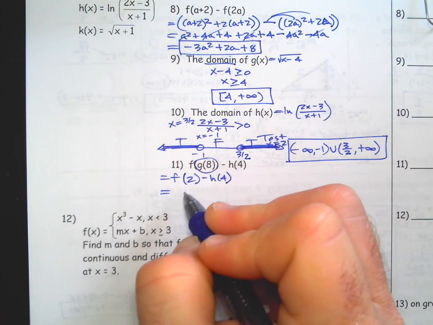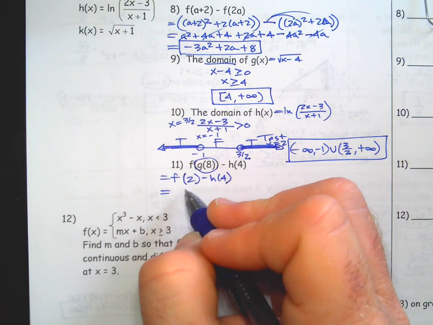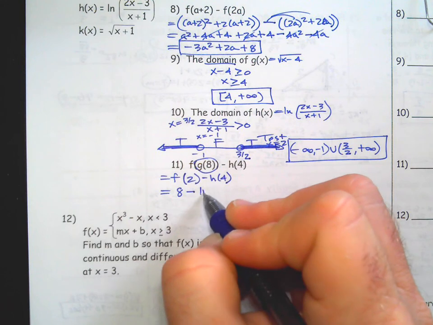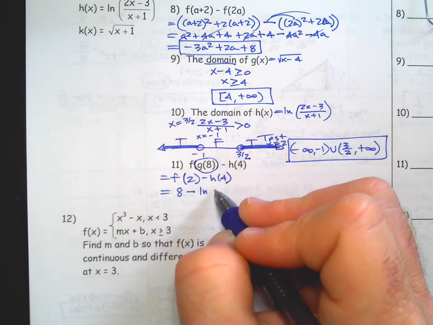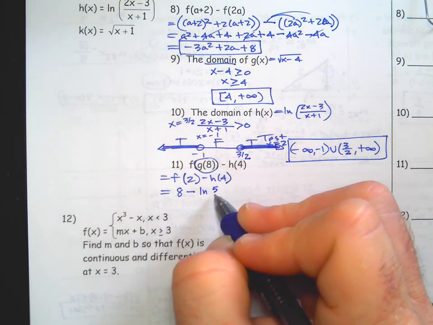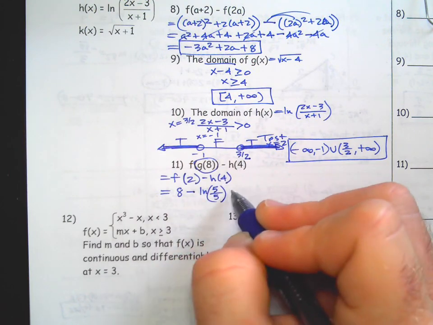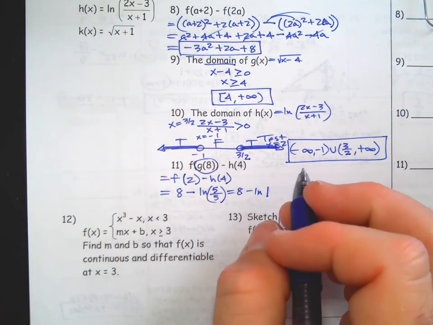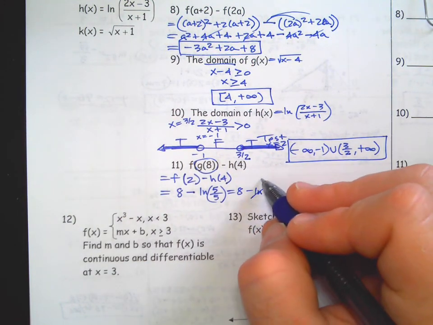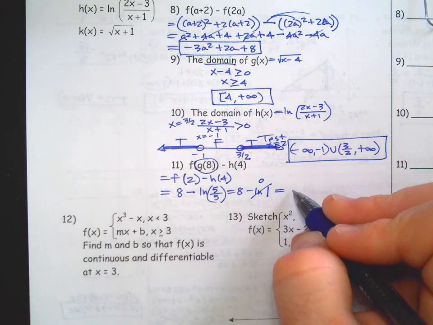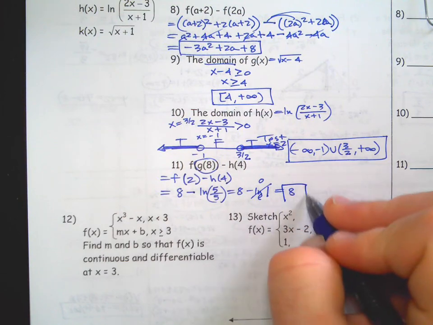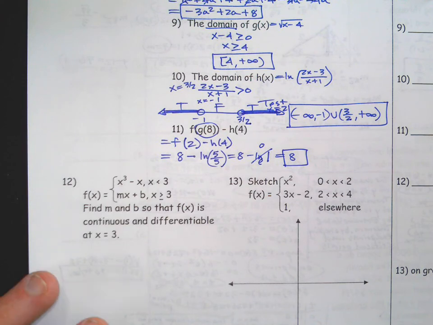Then we could say f of 2 would be 4 plus 4 is 8, and then h of 4 would be natural log of 8 minus 3 is 5 over 5, which is natural log of 1. Now, if you leave your answer like this, you'll be taking off points. Natural log of 1 is 0. Log with any base of 1: what do you raise e to get 1? 0. So the final answer is 8. If you leave the natural log of 1 in there, you're not going to get full credit.